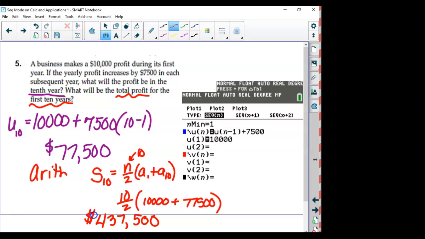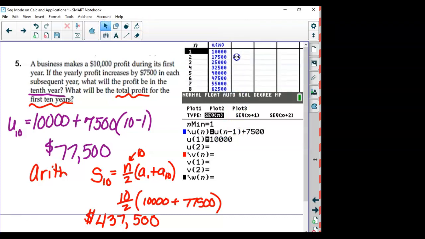Putting it all in the calculator in sequence mode, I show you here how I would have typed it: the previous term plus 7,500 times 10, or starting with the first term of 10,000. That would have helped me find the 10th term right there, 77,500, but it wasn't going to give me the sum anyway, right? Unless I added all those years up.